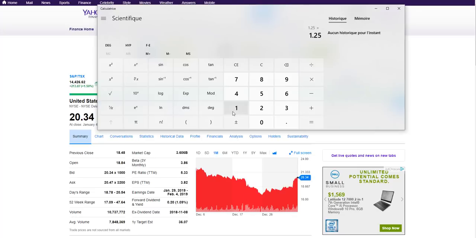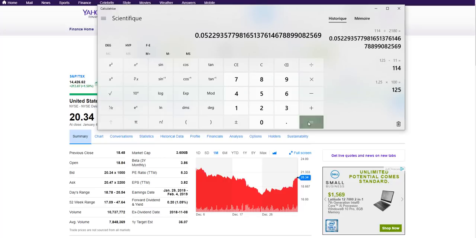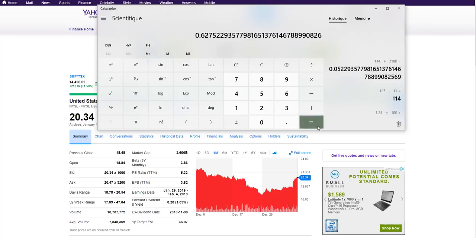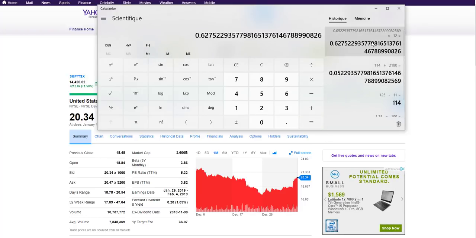So that means I collected 125 times 100 shares minus $11 fees, $114, divided by a 21.80 investment. That's 5% that I collected in 1 month. It expired last Friday, January 4th. Now, if I'm able to make that kind of return every month by selling covered calls, or by selling call options, that of course is a 62% yearly return.